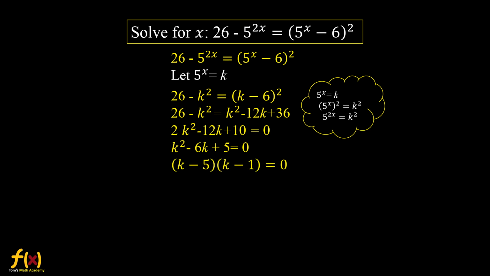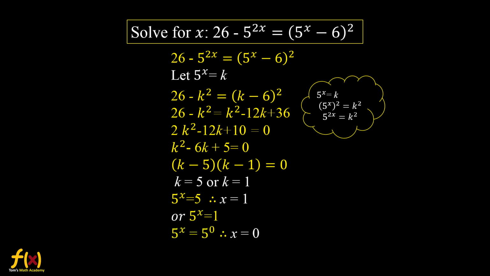Factorizing, we get k equal to 5 or k equal to 1. Therefore, 5 to the power x is equal to 5, so x equal to 1. Or 5 to the power x equal to 1, meaning x equal to 0. So, good question.